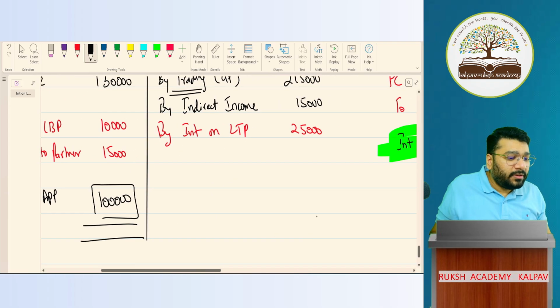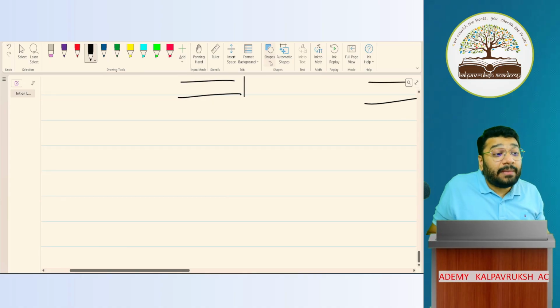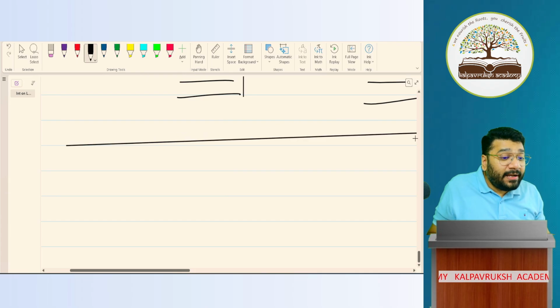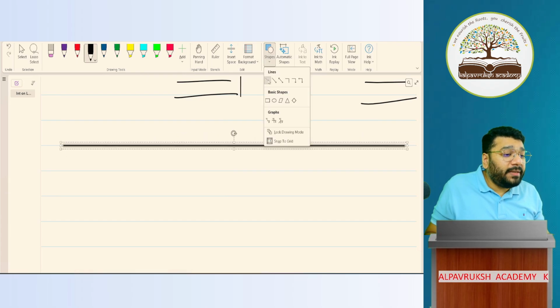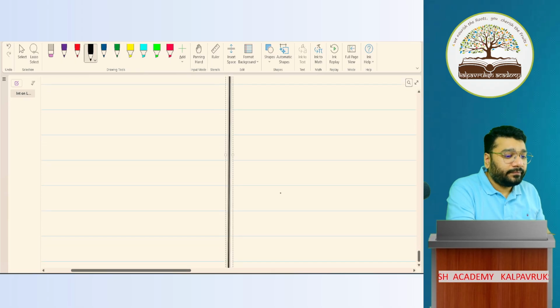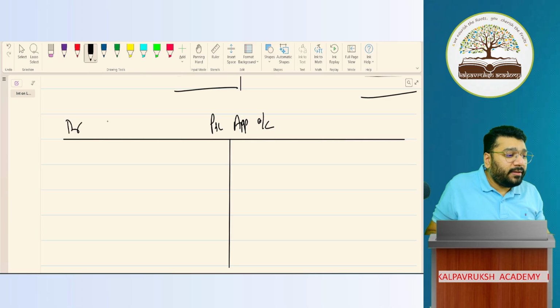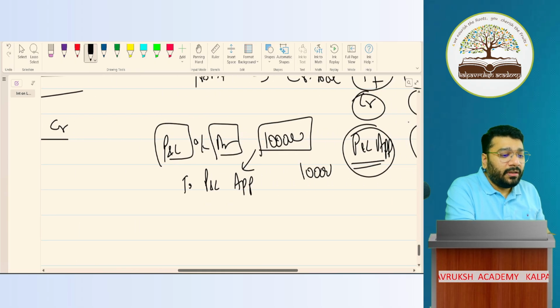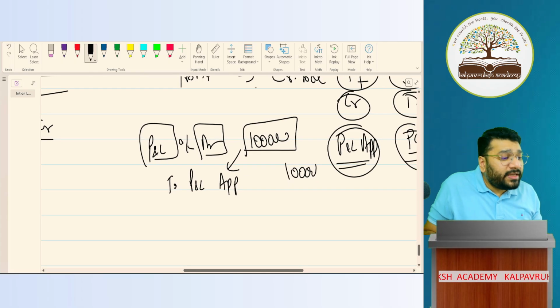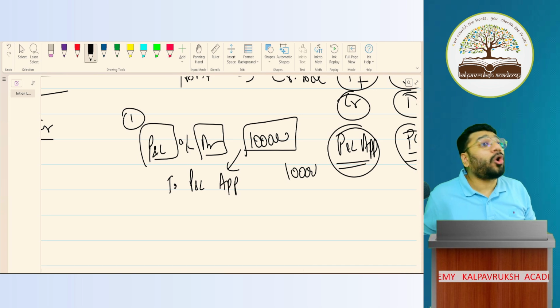Okay, wow. Now, next, what am I supposed to create? Which ledger am I supposed to open now? P&L appropriation account. Please open it. Half a page I need. This is the debit side, this is the credit side. Now, this will be my first entry. In the exam, if they ask you to prepare the P&L appropriation account and record all the journal entries, this will be your first journal entry.